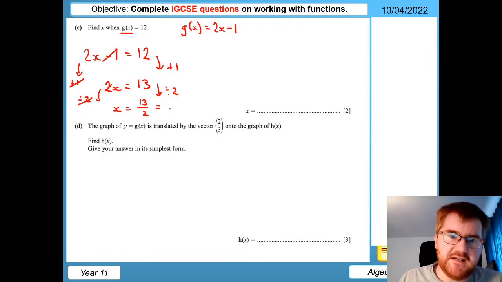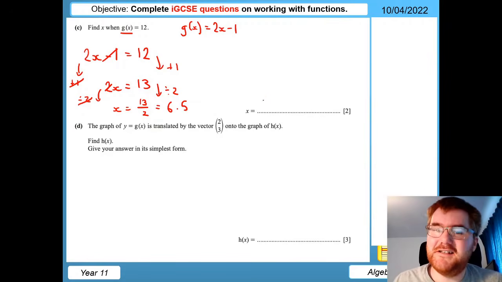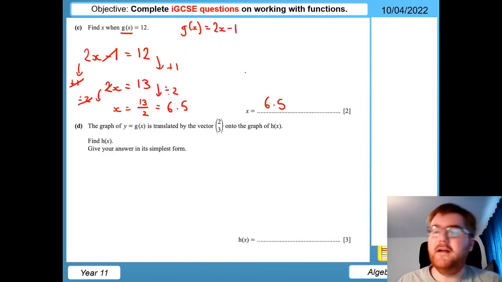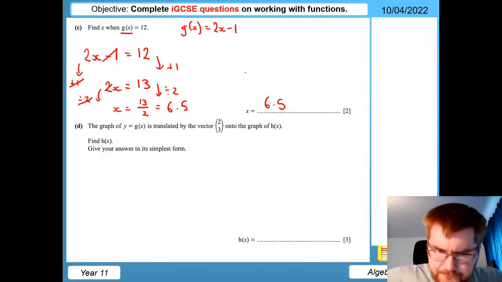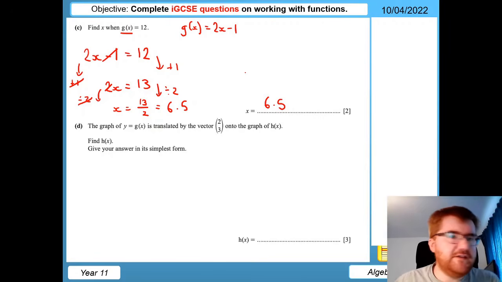Or you can work this out by decimals, and then that gives us 6.5 as our answer. And notice this question is very similar to a question we saw before.